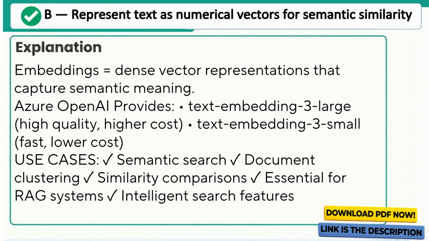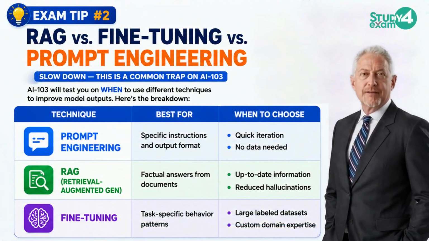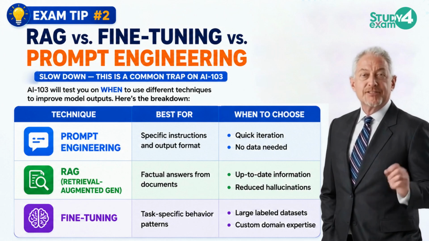Explanation: embeddings are dense vector representations that capture semantic meaning. Azure OpenAI provides text-embedding-3-large, high quality, higher cost, and text-embedding-3-small, fast, lower cost. Use cases: semantic search, document clustering, similarity comparisons, intelligent search features. Exam tip #2. RAG versus fine-tuning versus prompt engineering.